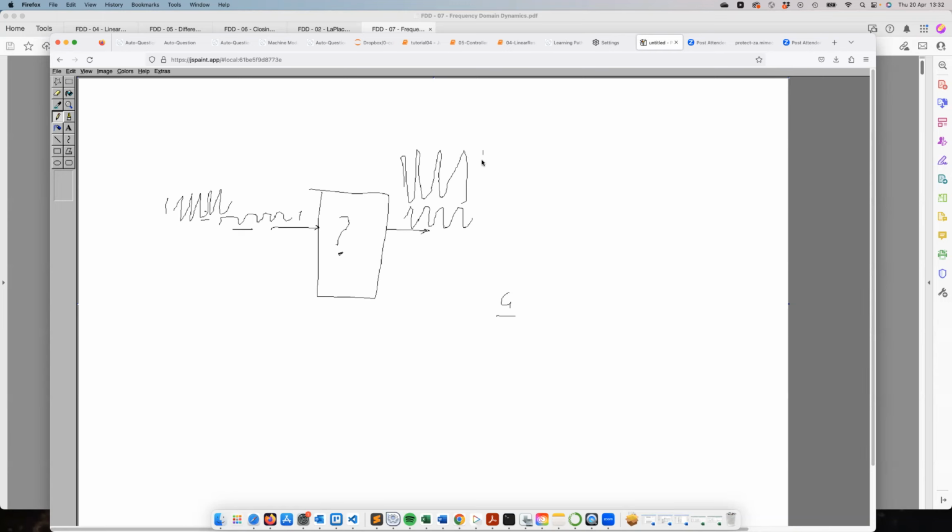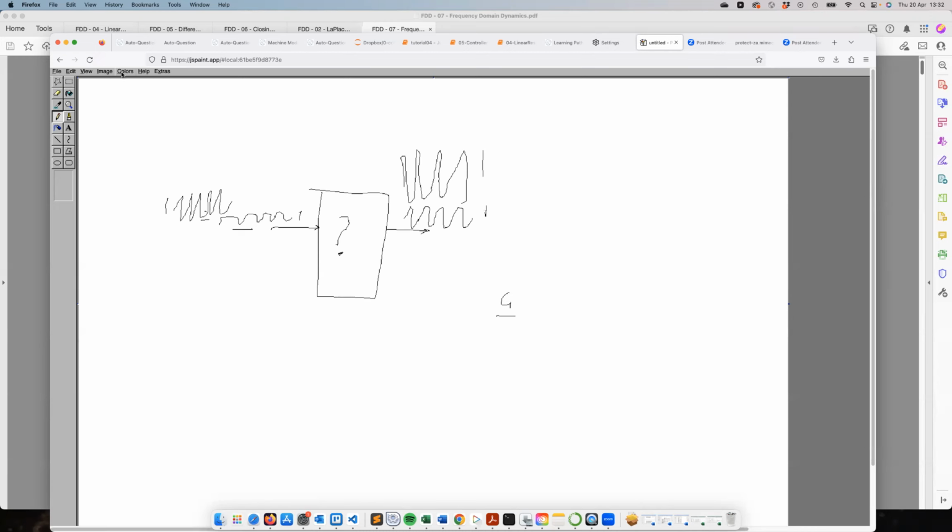Yeah, it's quite hard to draw this. So the amplitude here might not be the same as the amplitude there, even though you've applied the same amplitude at the input. So that's one thing that can happen. What you also might have is that there's a phase shift between these two.